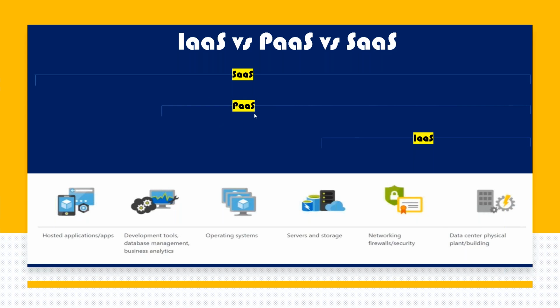Suppose you are purchasing platform as a service. Now the OS and required software, the development tools, database management, business analytics, all the things will be available. You can purchase it along with the software. If you are purchasing along with the software, it is called platform as a service. Hosted applications or apps, an already developed one, is ready to use. You can pay and start to use it. It's called software as a service.